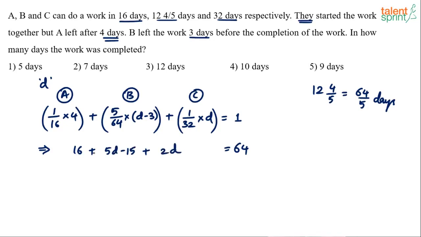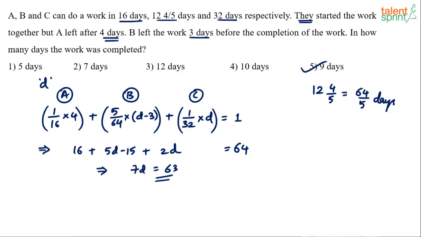So 16 plus 5D minus 15 plus 2D equals 64, right? Now 16 minus 15 is 1, 64 minus 1 is 63, and 5D plus 2D is 7D. So 7D equals 63, which implies D is equal to 9 days. So option 5, 9, would be the answer.